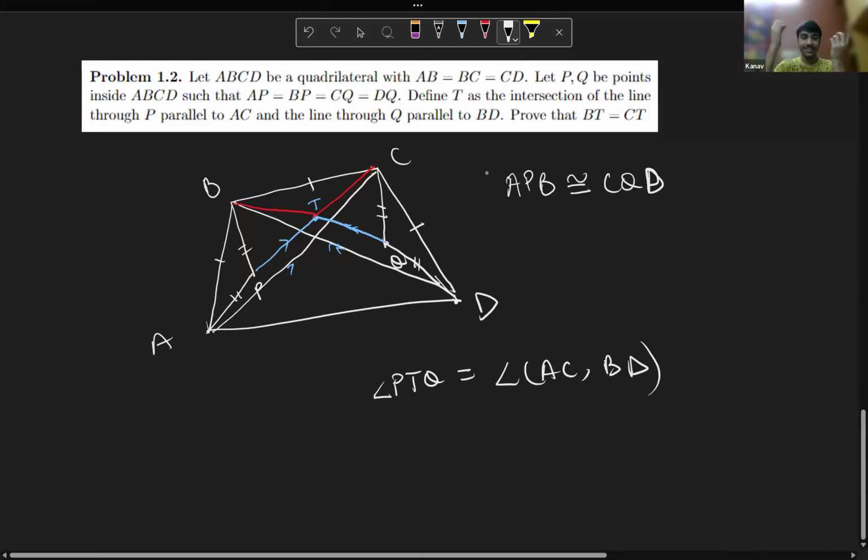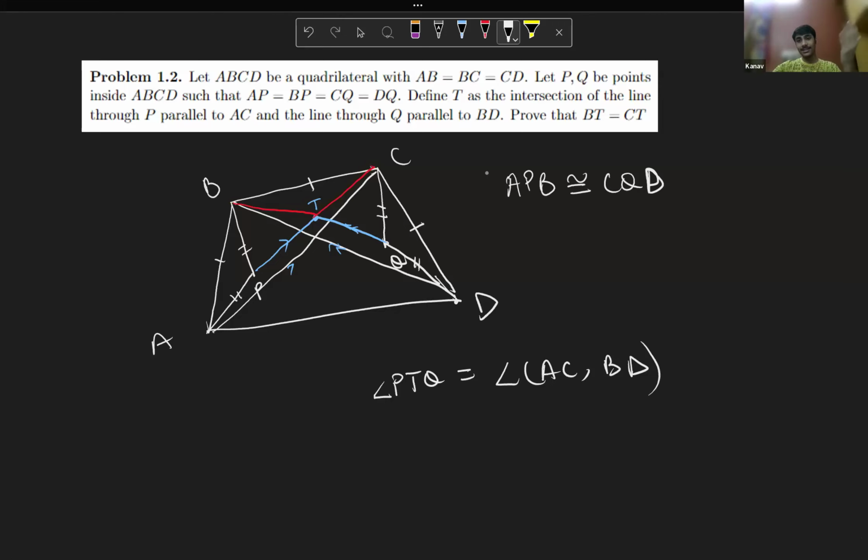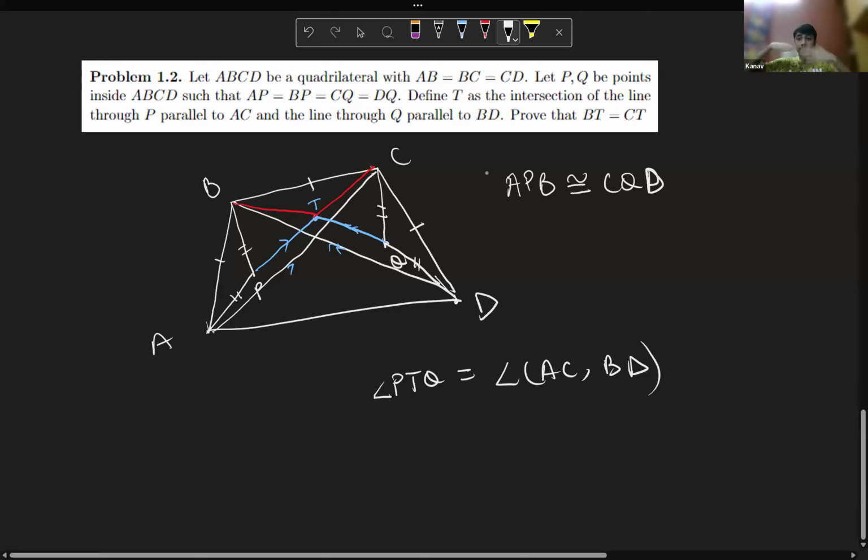So it's kind of like a one trick problem, I'd say. It's kind of like a leap of faith that you have to make. After that, it's much easier. Currently, we have no information about T. And there are so many equal lengths. If you have so many equal lengths, you probably expect a lot more lengths to be equal.